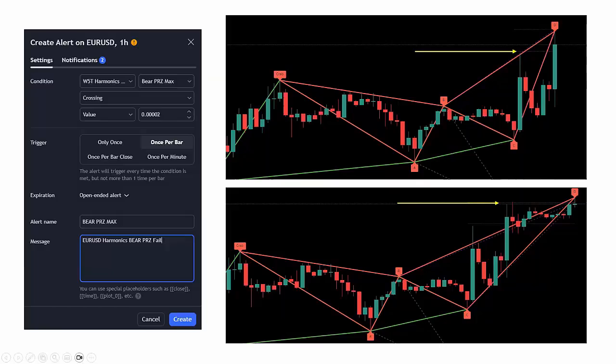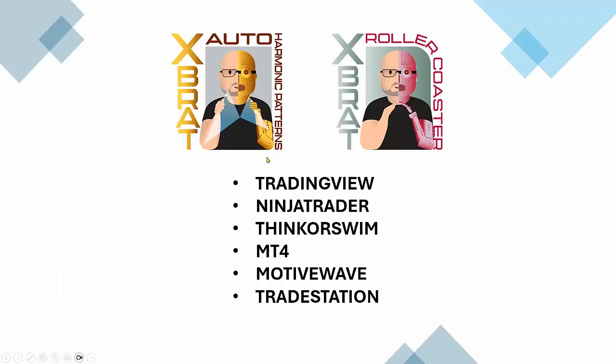So it's a great combination, this. The whole idea of the Expert software is to have those same strategies on multiple platforms. So I've just showed you the TradingView platform there, because this is the one where we can really build in those alerts very, very well. And it's also the Harmonics and the Rollercoasters available for TradingView, NinjaTrader, Thinkorswim, MT4, MotiveWave and TradeStation users.